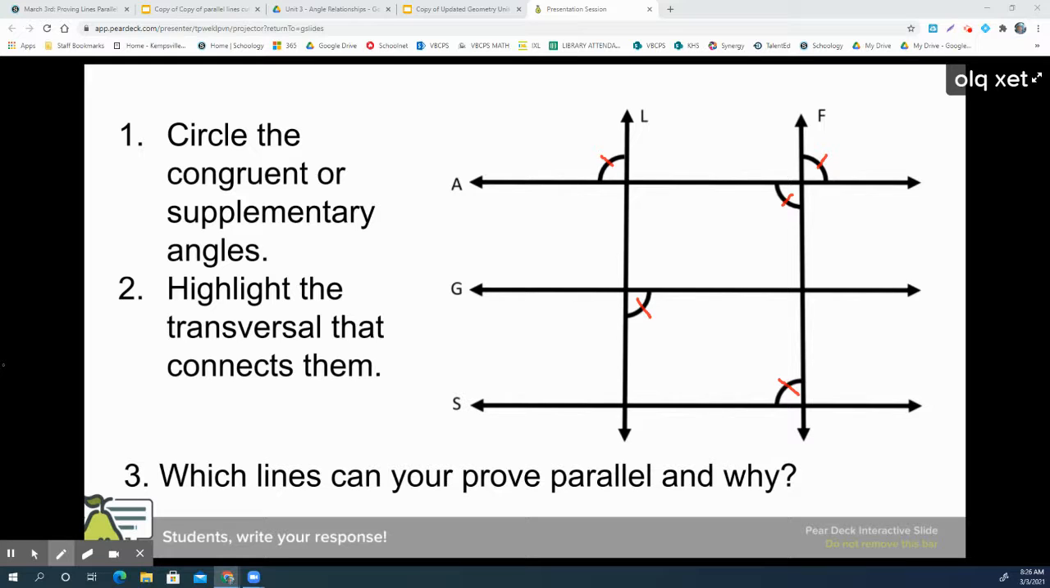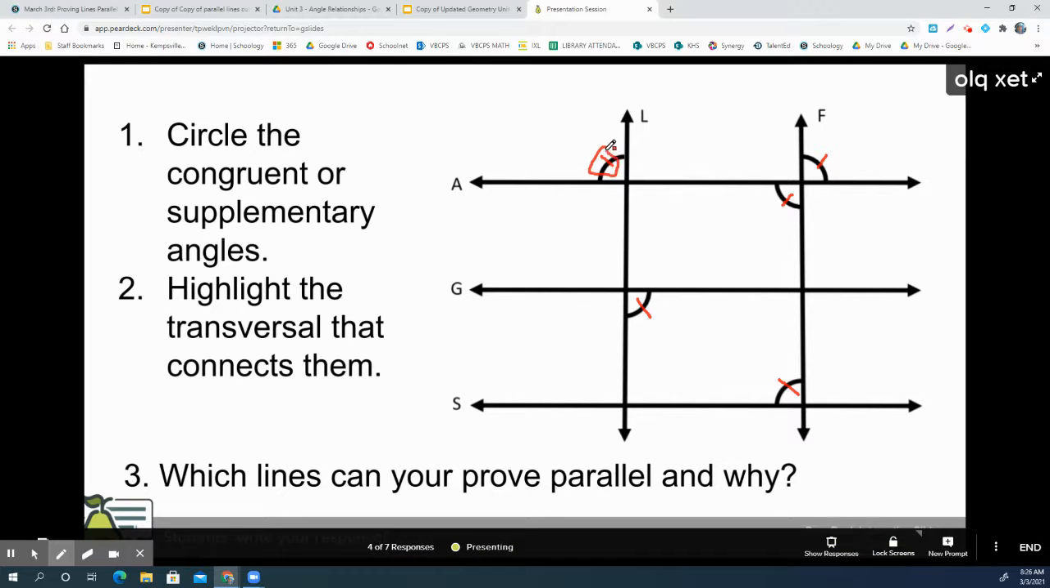I like it. So A and G have alternate exterior angles for sure. And then L and F. The problem with L and F is this. Let me get another color so it's more clear. L and F, these angles are only going to be congruent if they're 90 degrees.